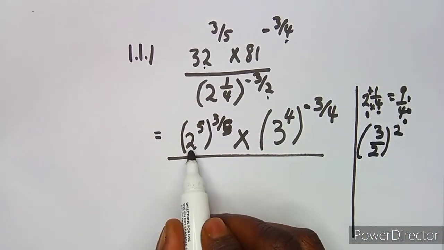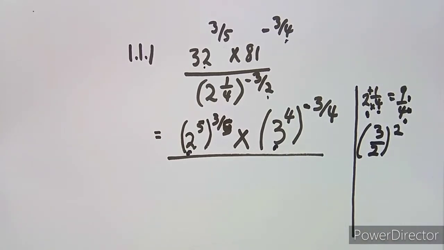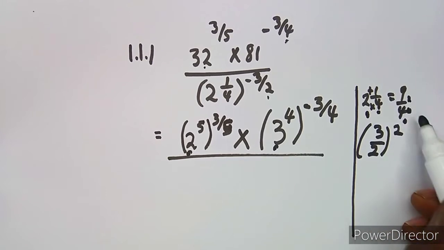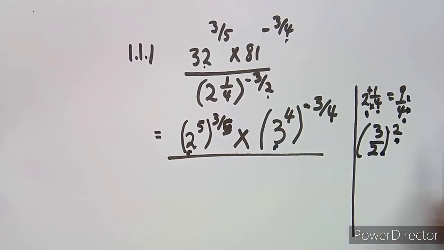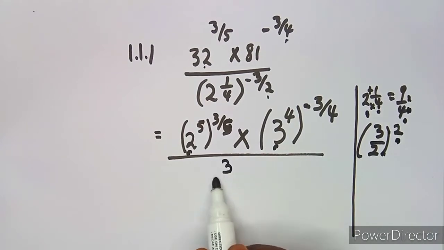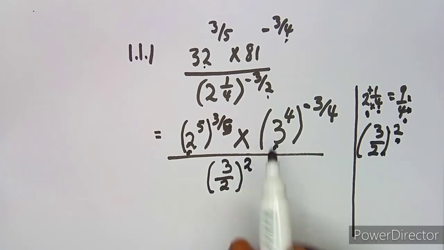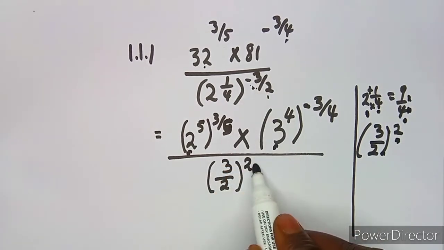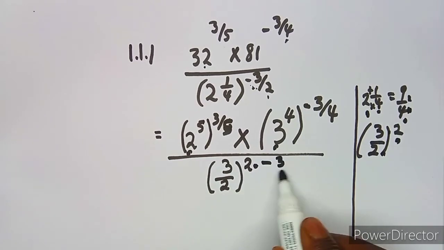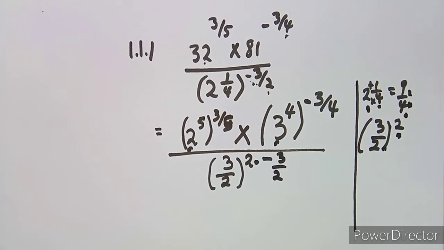So we are writing these numbers in their simplest form. 9 over 4 can be written as 3 over 2 to the exponent of 2. But there's already an exponent outside of minus 3 over 2, so you're going to multiply by minus 3 over 2.